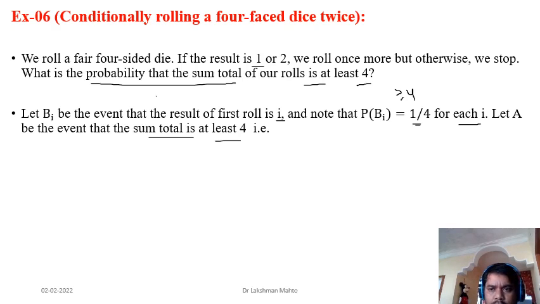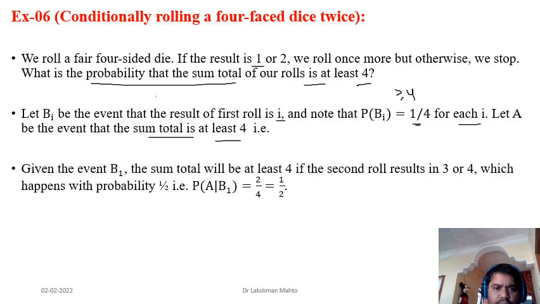Now we will try to find the probability through conditional probabilities hidden due to the partition of the sample space. You can observe that given the event B1, suppose B1 has already happened. What does B1 say? That means we get 1 in the first roll of the dice. The probability of B1 would be 1 by 4. That one is fine. Now, in this case, we will focus on event A.